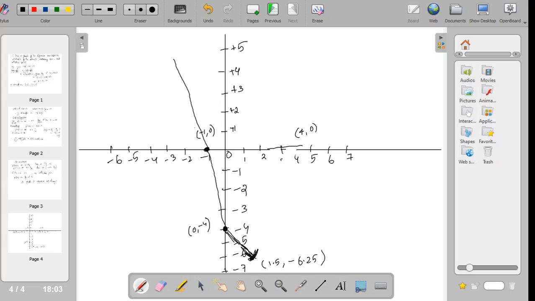So that is 3 and 4. So draw a smooth curve. Here it will come smoothly. And so this is the curve. Okay, so it will be something like this. This point will be 3/2, minus 25/4.